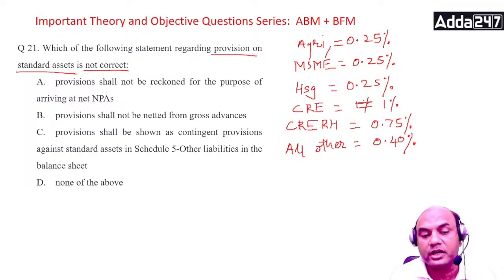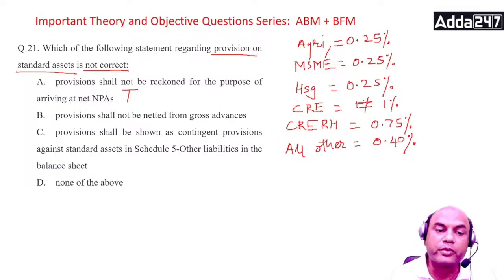Which one is not correct? Provision shall not be reckoned for the purpose of arriving at NPAs. How can we arrive at NPAs using the standard assets? Obviously it can't be, right? So we want not correct. This is correct, so I'll write here true. Shall not be reckoned. I can't take the provision of standard assets as a provision for NPAs, right? Provision shall not be netted from the gross advances. That is also true. The provision is not netted from the gross advances.